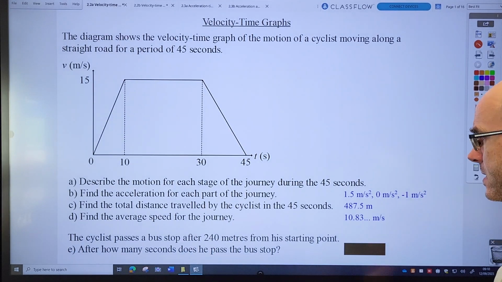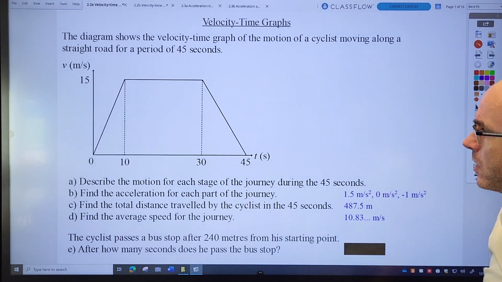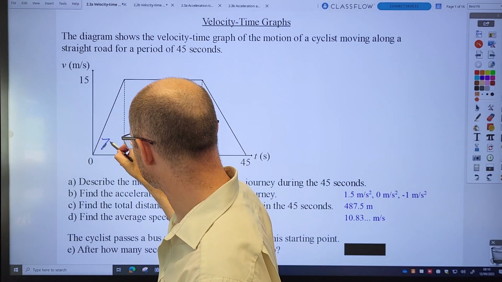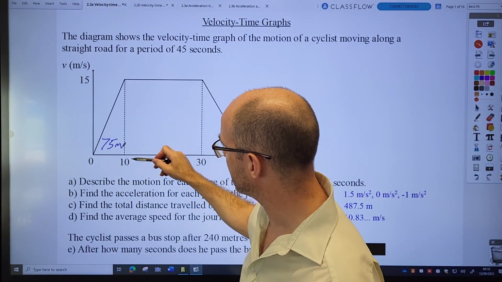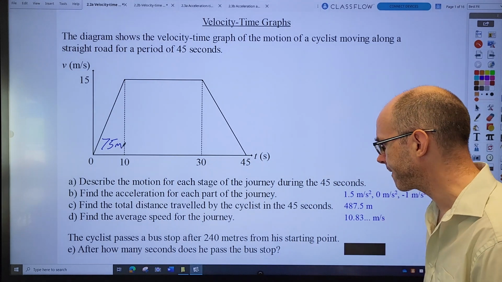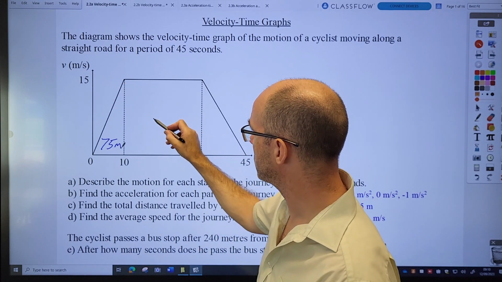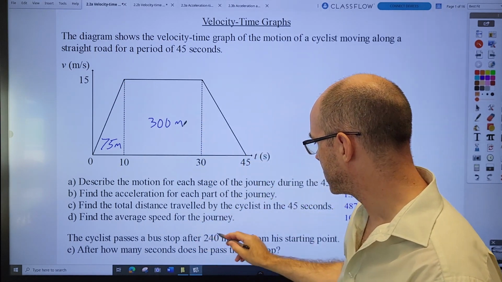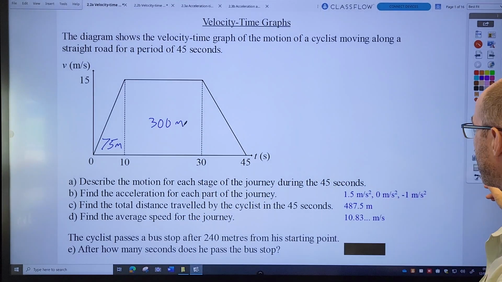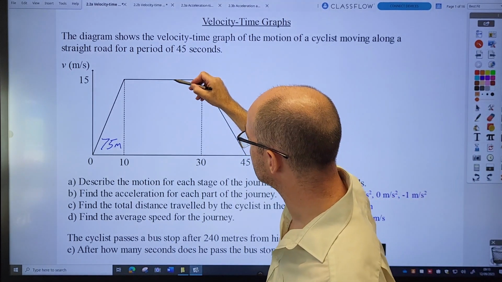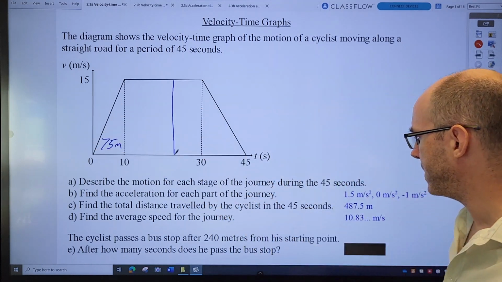So let's clear that. The cyclist passes a bus stop after 240 metres from his starting point. Do you remember that this bit here we worked out was 75 metres? You can do it again if you wish: half times 15 times 10 is 75 metres. And do you remember we worked out this bit in here was 20 multiplied by 15, which is 300 metres. Now the 240 metres must be in this bit. That's crucial, because you've got to know roughly where on the graph that actually happens. So I'm going to notionally put it there. That's the 240 metres.